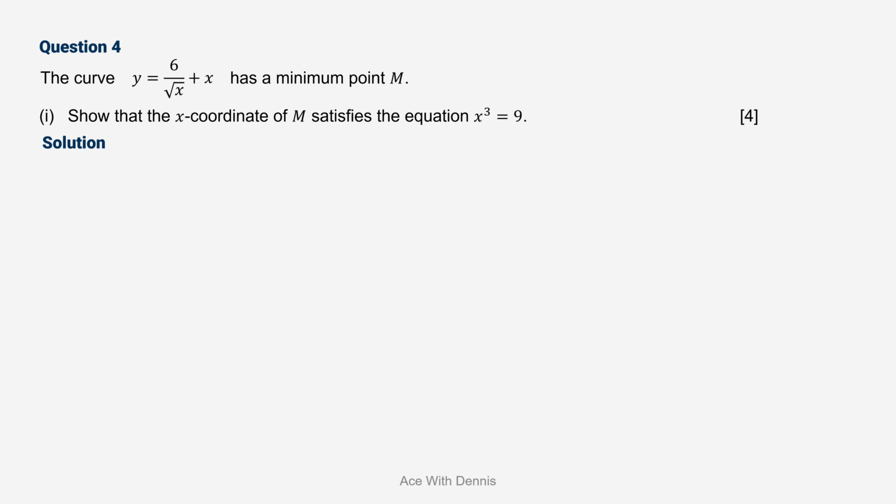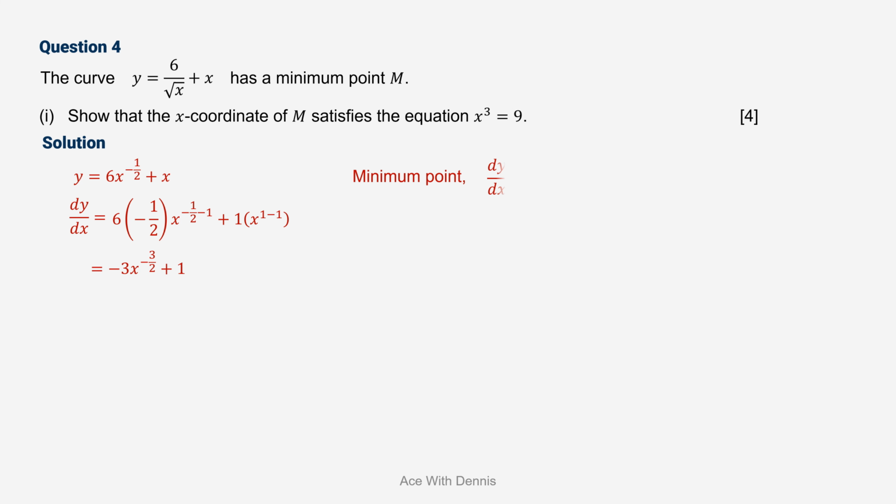The first thing we need to do is change the y equation into indices form, which is y equals 6x to the power negative half plus x. Why do we want to do this? Because it is easier for us to differentiate. Hence, for this case, dy over dx, when we differentiate 6x to the power negative half, we will get 6 times negative half, x to the power negative half minus 1, and then differentiate the x, which is 1 times x to the power 1 minus 1, we will get negative 3x to the power negative 3 over 2 plus 1.